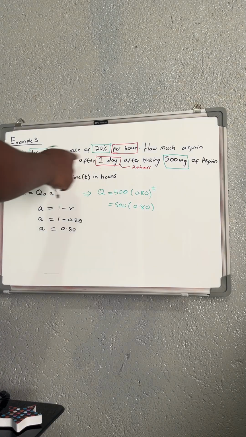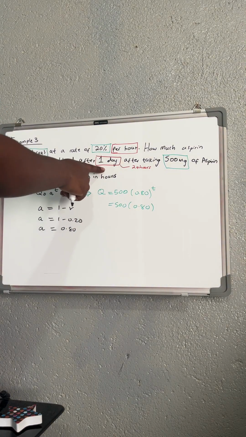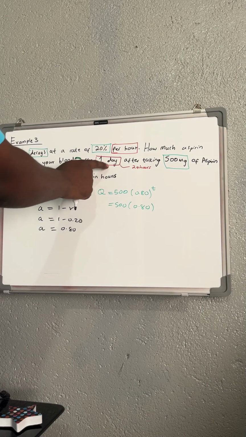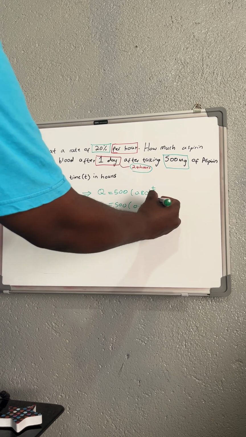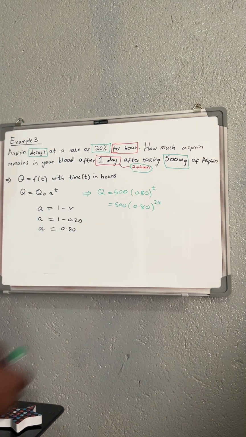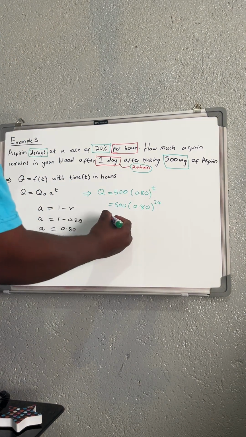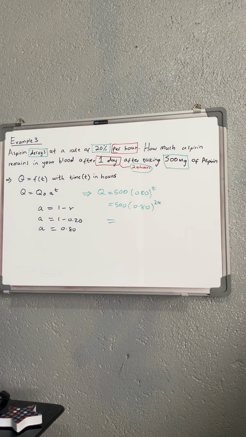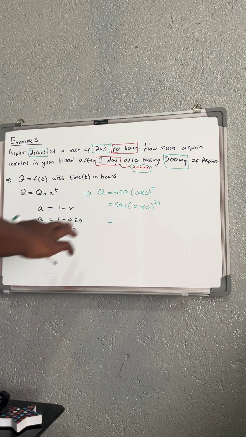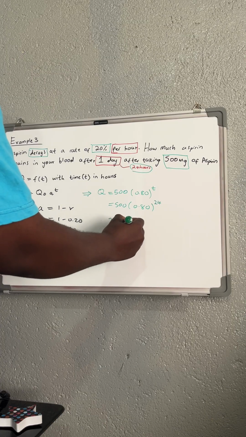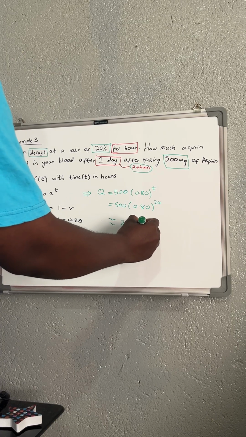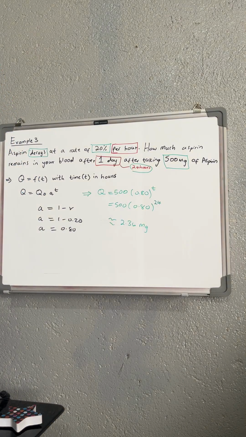As I said, they said the aspirin decreases at a rate of 20% per hour, but now they want you to find what amount remains after 1 day. And I said a day has 24 hours. So here you're going to put 24. So now you work out your final answer. You would find out that it's going to be approximately 2.36 milligrams, but you're going to write it in full.